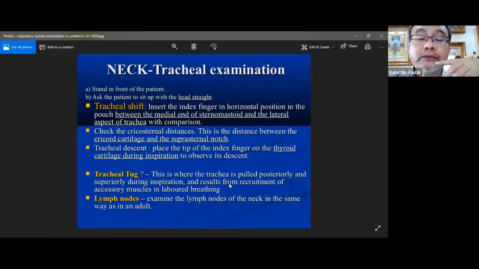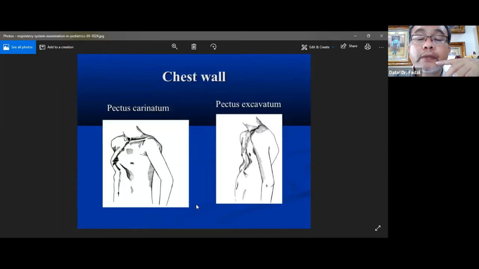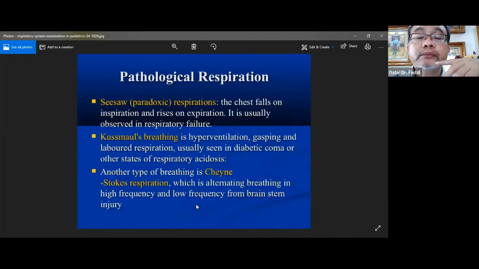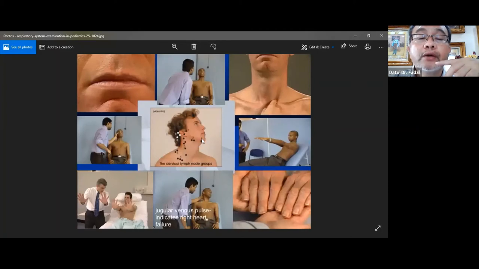Then later you can examine the lymph nodes. Lymph nodes you have to examine from the back. See here, the groups. You examine from submandibular, and you go to anterior sternomastoid, then posterior sternomastoid, and you go to the occipital. Usually it is best to examine from the back, but sometimes if difficult, you can examine from the front. How do you examine there? You need the three finger technique. In children, probably you can use two fingers only.